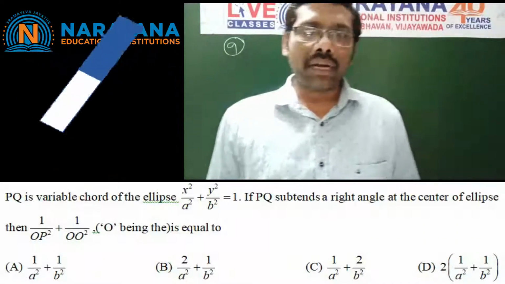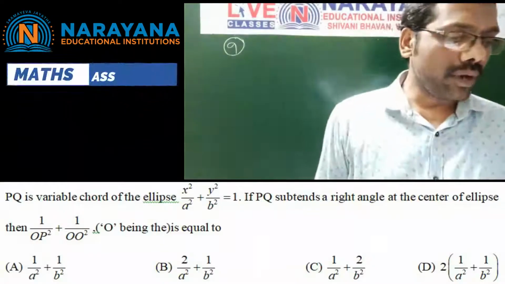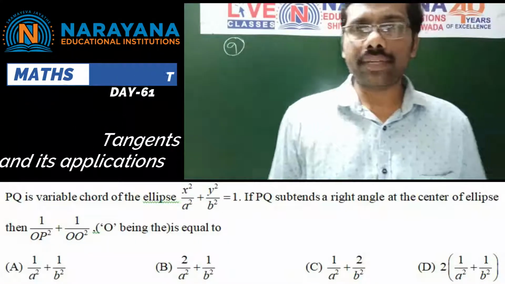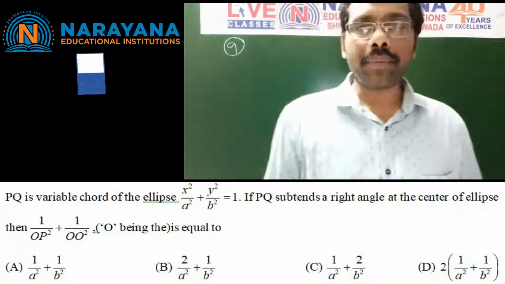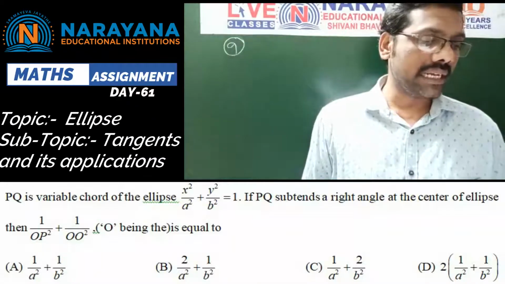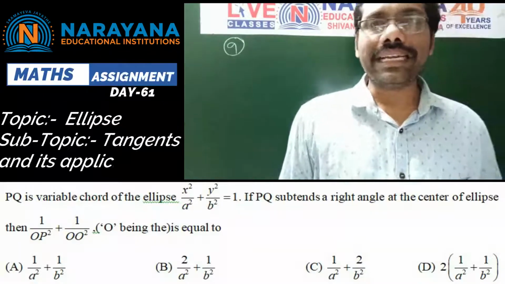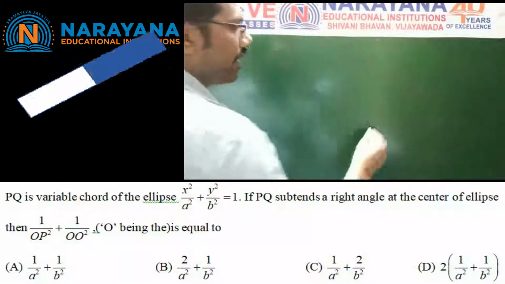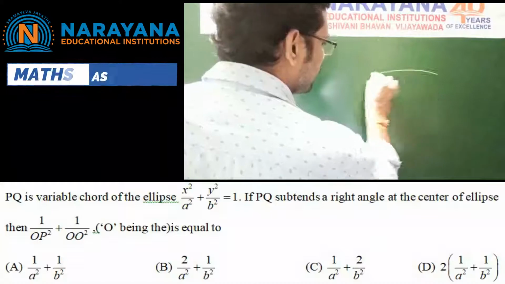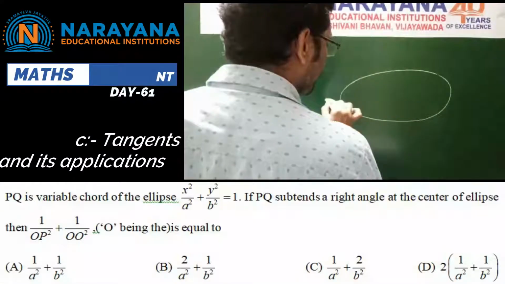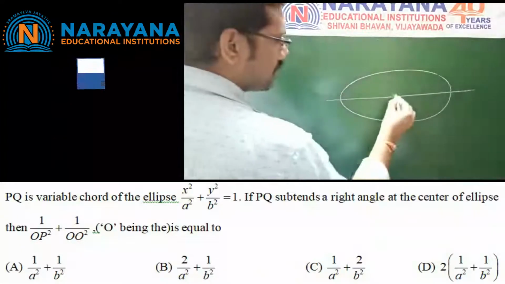This is question number 9. PQ is a variable chord of the ellipse x square by a square plus y square by b square is equal to 1. If PQ subtends a right angle at the center of the ellipse, then find OP square plus 1 by OQ square. Here O is the center of the ellipse. x square by a square plus y square by b square is equal to 1 is the ellipse. This is the major axis. This is the minor axis.